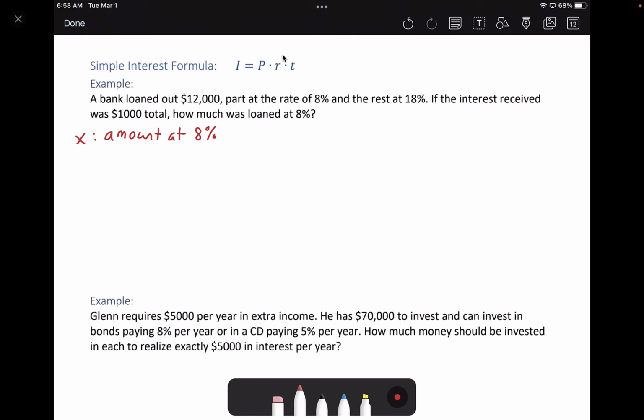We know that there's $12,000 total loaned out. Part of that, X, is loaned out at 8%. So whatever 12,000 minus X is, that's going to represent the amount at 18%. And we know the total interest is $1,000.